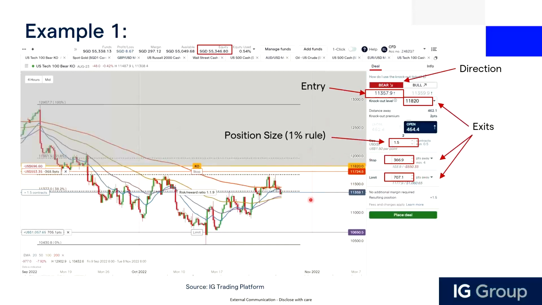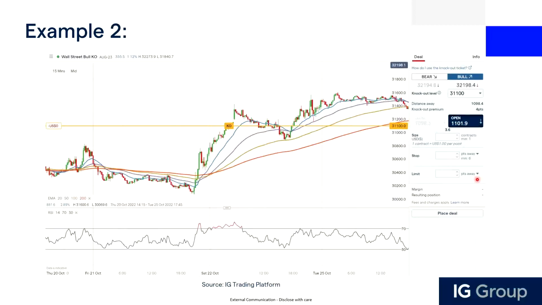You need to be aware of your entry and exits first. Once you have all this inside the trade ticket, then you scale in the last part, which is the position size. So just make sure that you're not risking too much on one trade, and what you want to have is longevity. Okay, running a bit short of time, so I'll just move through the examples a little faster.